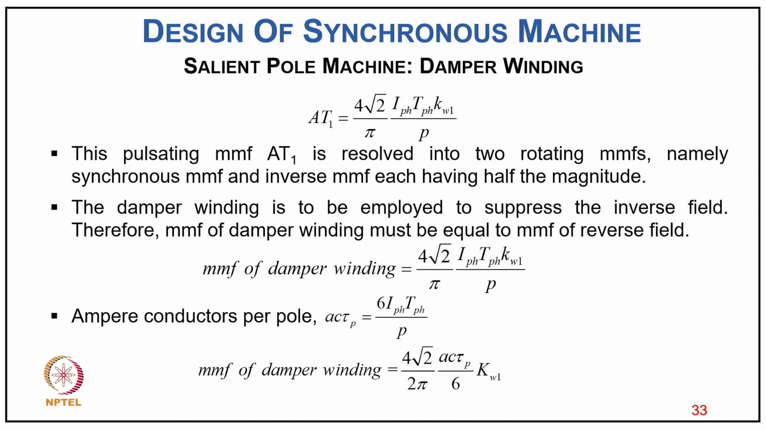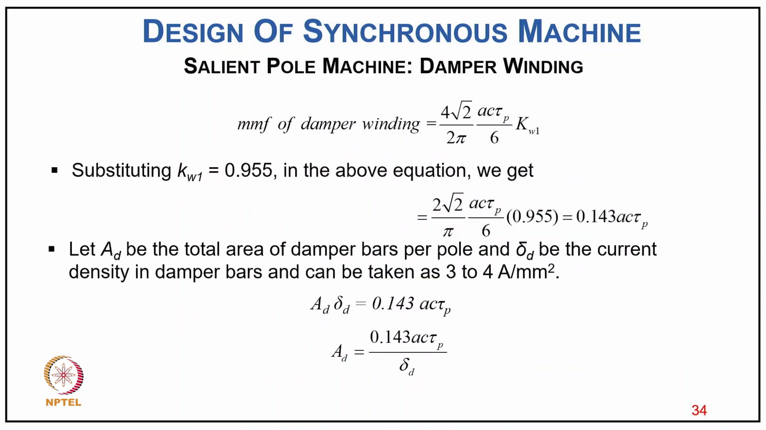This pulsating AT1 is resolved into two rotating fields, namely the synchronous MMF and the inverse MMF, each having half of the magnitude. So the damper winding is to be employed to suppress the inverse field. Therefore, the MMF of the damper winding must be equal to the MMF of the reverse field. So MMF of damper winding equals 4 into root 2 by pi Iph Tph Kw1 by P, and ampere conductors per pole is now ACp equal to 6 Iph Tph by P, or MMF for damper winding is 4 into root 2 by 2 upon pi ACp divided by 6 into Kw.